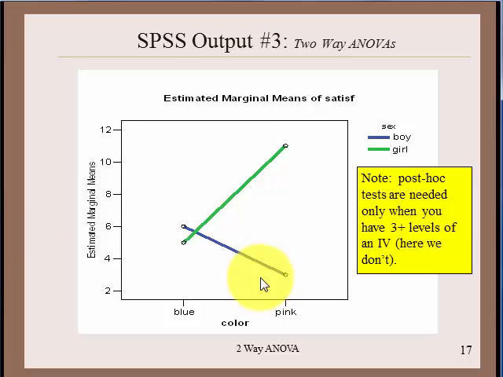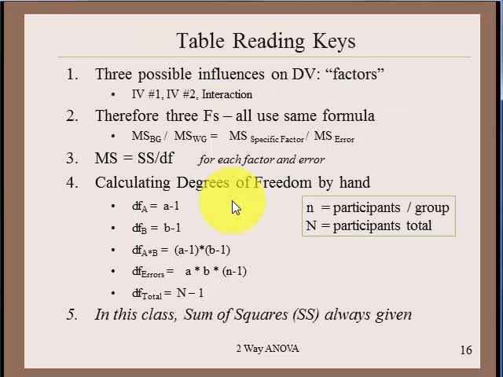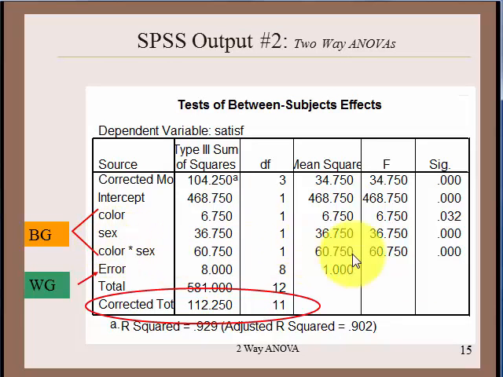Okay, and then you have your graph, which is very similar to the one I showed you before, right? So the line for girls and the line for boys, since the lines aren't parallel, it suggests there might be an interaction. Is the interaction significant? Yes, because color by sex is a significant interaction.